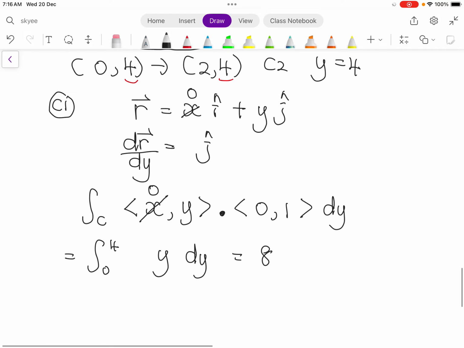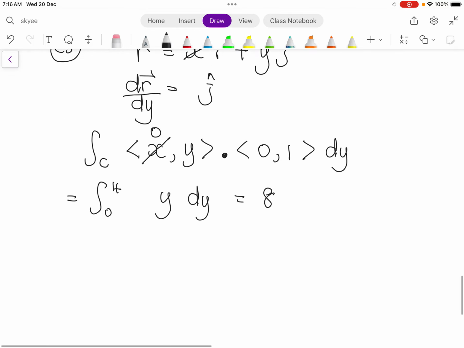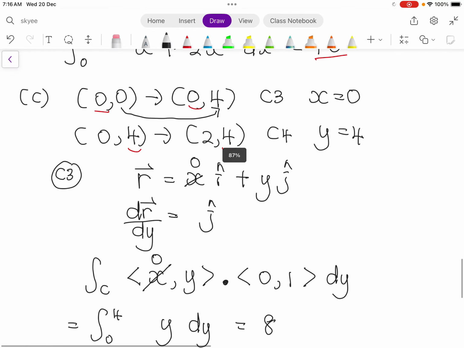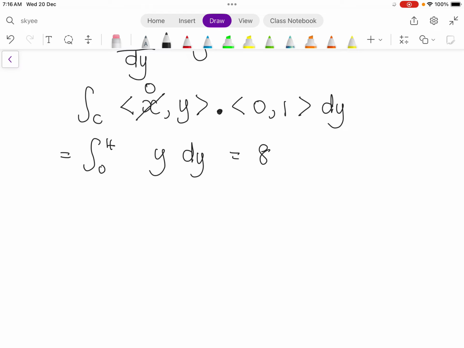So this is for the path labeled C3 in your module. To avoid confusion, I will change it to C3. C3, C4, and this is C3. So we get 8. For the piecewise curve, you have to add path C3 and path C4 together. So you have to do C4. Repeat the same steps.